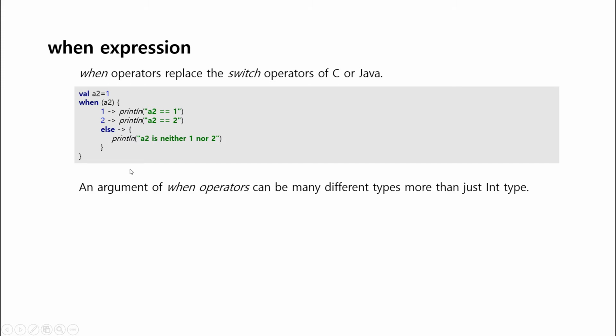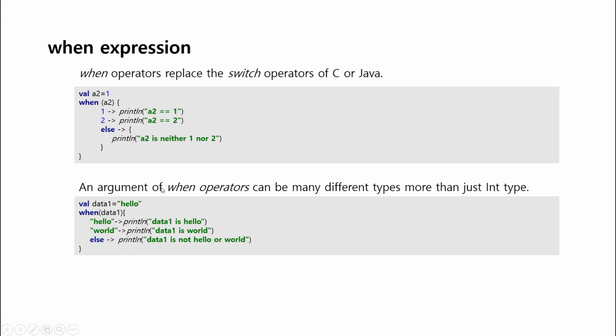When's argument can be any other types than just only int type. Here's another sample that has a string argument. Here data1 is a string. If the value is hello, it'll print out the first one. And if the value is world, it'll print out the second one. Otherwise, it'll print out the last one.